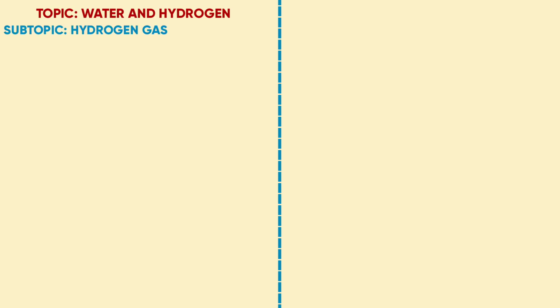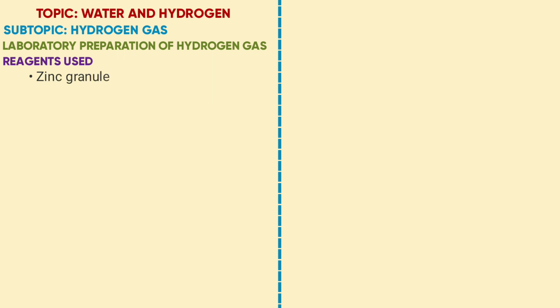Welcome learners. Our lesson today we're going to look at water and hydrogen. Subtopic is hydrogen gas. We first begin by looking at the laboratory preparation of hydrogen gas. Now reagents used are zinc granules and dilute hydrochloric acid. Catalyst used is copper sulfate crystals.